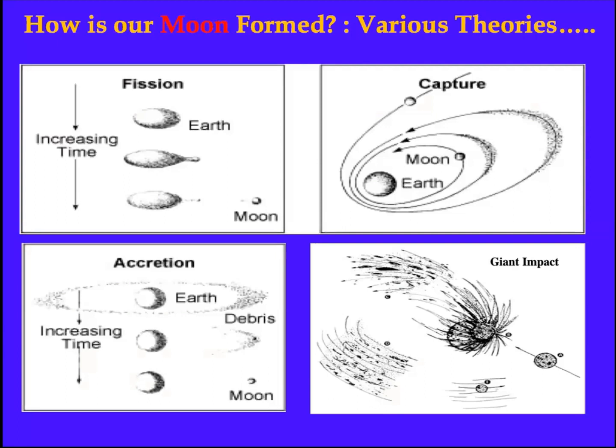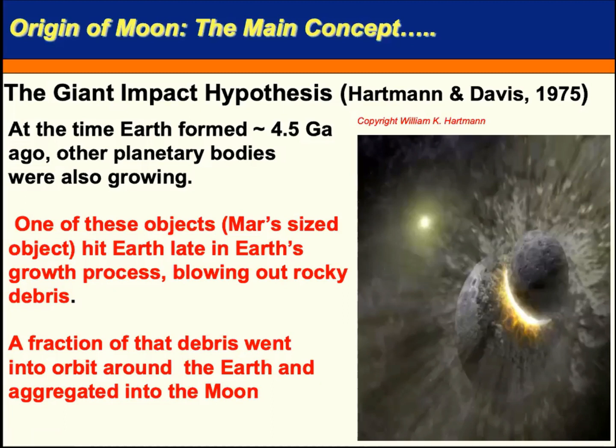Now, there were various theories or hypotheses put forward for the formation of our Earth's Moon. Because of time constraints, we are not going into details of all these aspects. There are the capture theory, fission theory, accretion theory, and the giant impact hypothesis, etc. that were proposed for the formation of our Earth's Moon. But the widely accepted concept is known as the giant impact concept, so we will be focusing more on that.